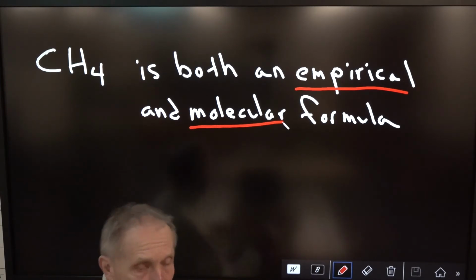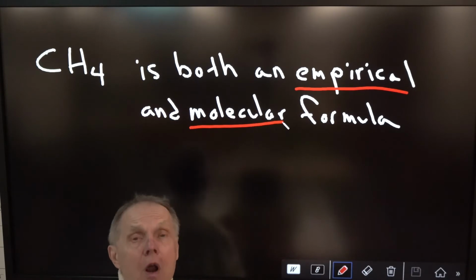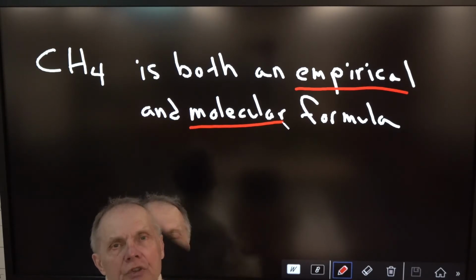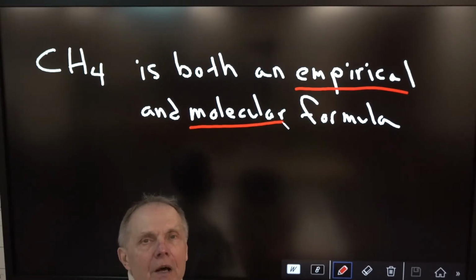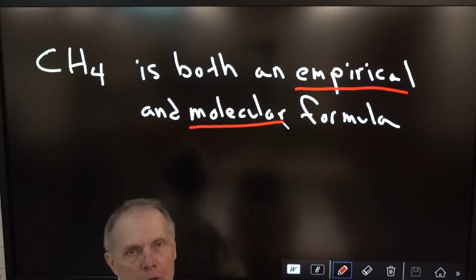All right, so empirical formula, lowest whole number ratio. A molecular formula is a multiple of the empirical formula. Now we're going to figure out how to find empirical formulas.